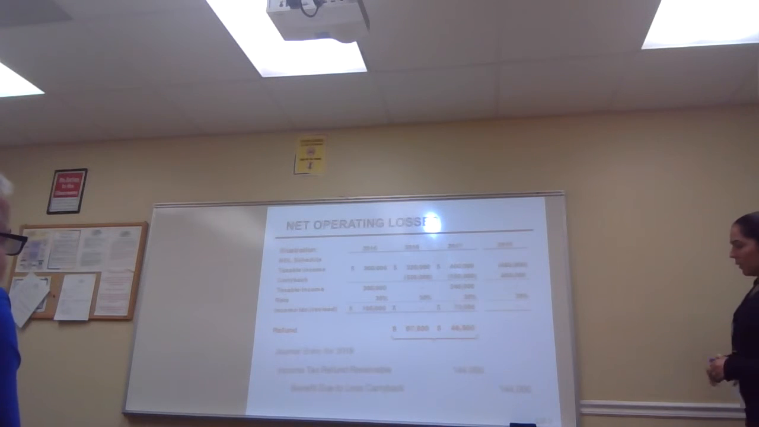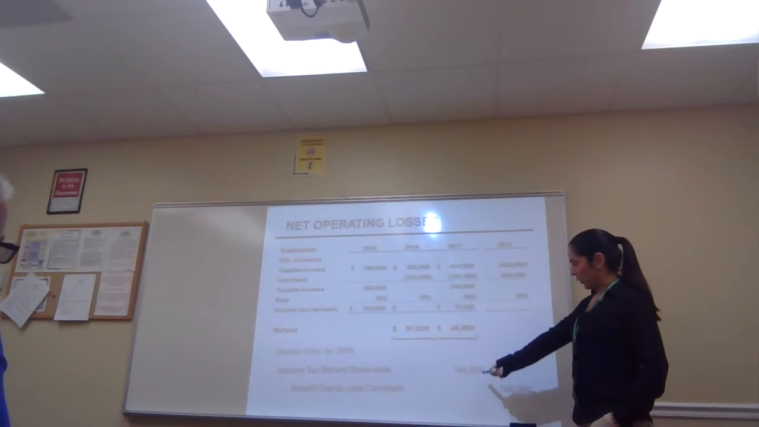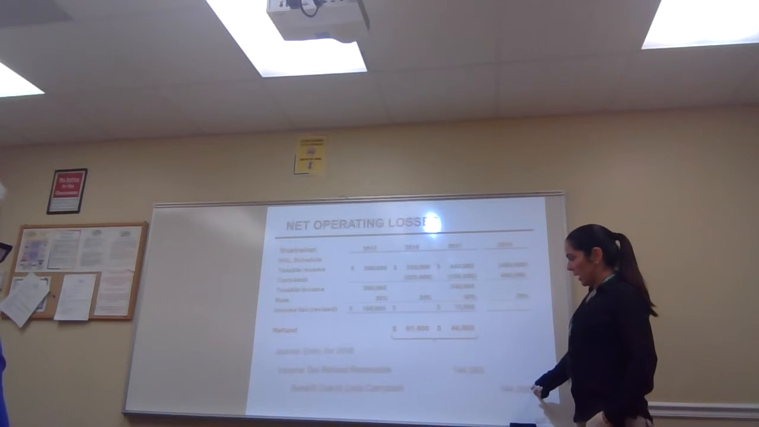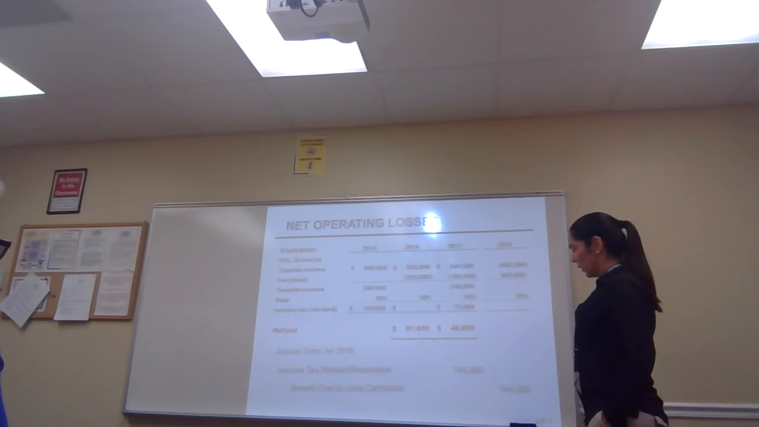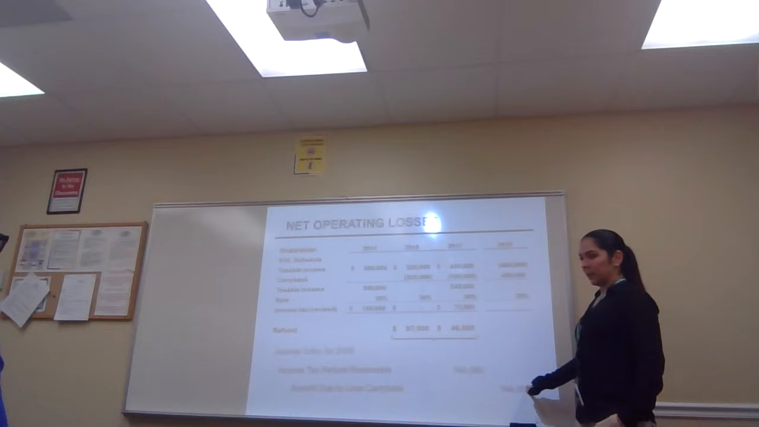And this is your journal entry. So basically your journal entries, you're gonna record the receivable on your balance sheet. So income tax receivable of 144, and you're gonna have on your income statement benefit due to loss carryback of 144,000. So that's the only thing, you have to pick this up in income, the 144 you're gonna get back. But why? Because you took the deduction for the expense when you paid it.